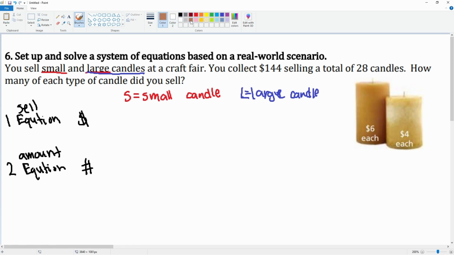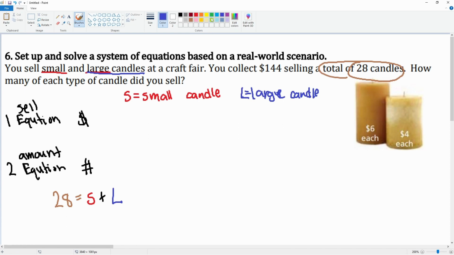All right. So we are trying to sell 28 total candles. So here it says 28 total candles, right? So here the amount is 28. We want to sell 28 of them. And what are we selling? Well, we're selling small candles plus our large candles. So that is our amount equation. 28 is equal to S plus L.